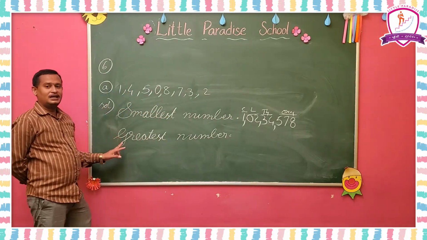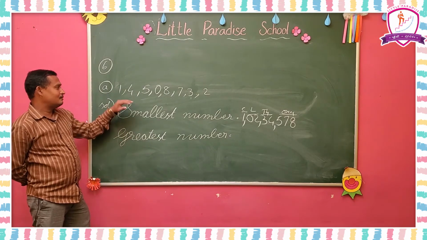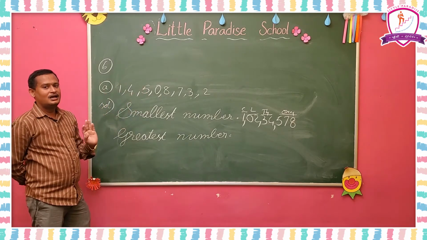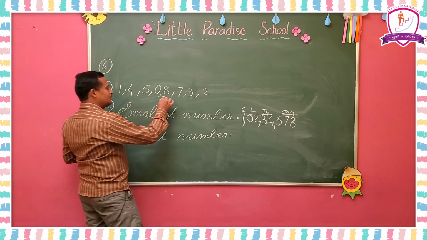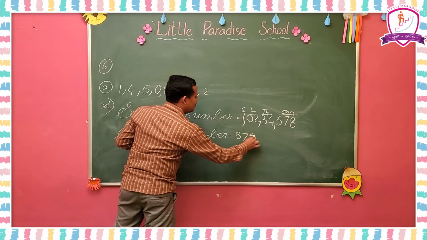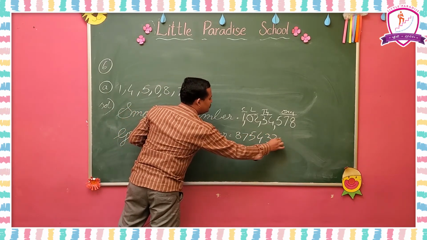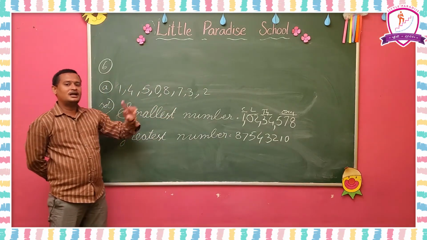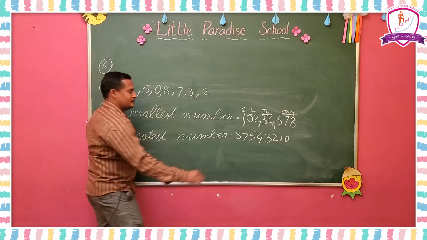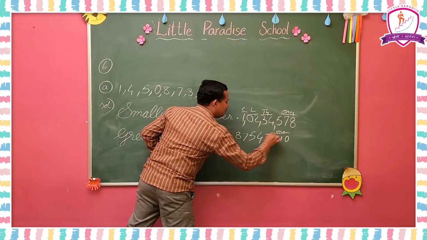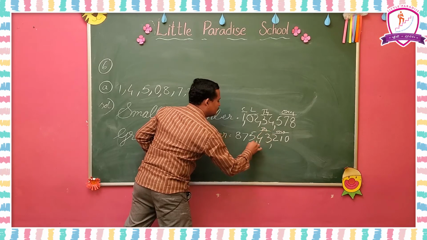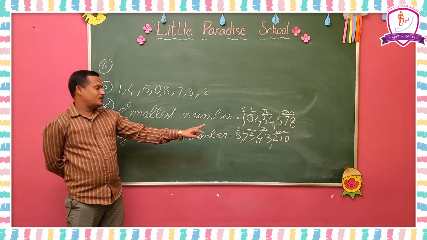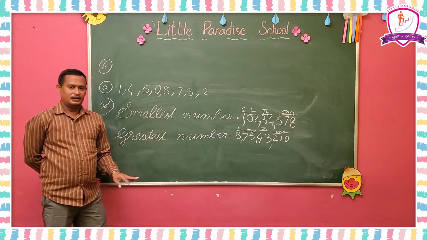Next, what is the greatest number? How can we form a greatest number with the given digits? Arrange the given digits into descending order, then we will get the greatest number. So descending order means 8, 7, 5, 4, 3, 2, 1, 0. You can write 0 in the last, there is no problem. You should not write 0 in the first. Understood? Next, here ones period after comma, thousands period after comma, lakhs period after comma, crores. 8 crores 75 lakhs 43,210.